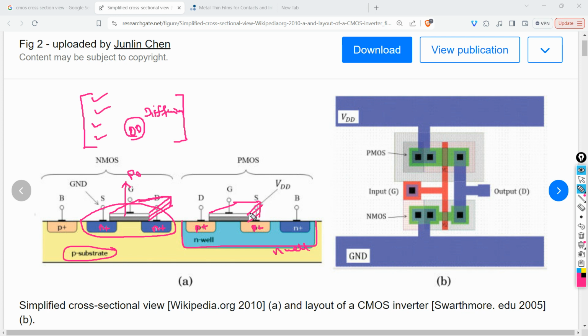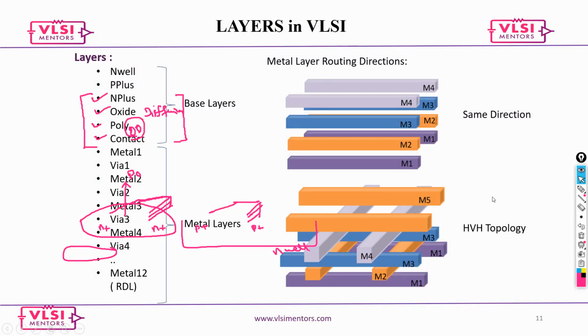Okay. And the contacts that we add. So now if you look at here, you need N-well and P plus, poly and OD contact to form PMOS transistors.